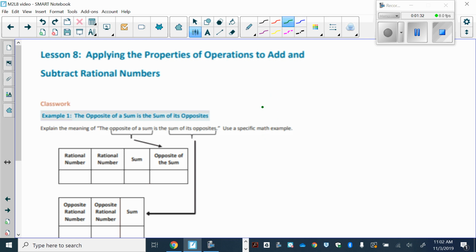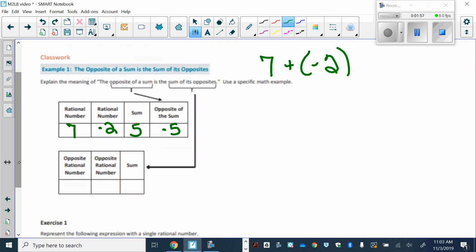7 plus -2. So the first rational number is 7. The second rational number in our problem is -2. What is the sum? It is 5. What is the opposite of the sum? Well, the opposite of 5 is -5. That doesn't sound too difficult.